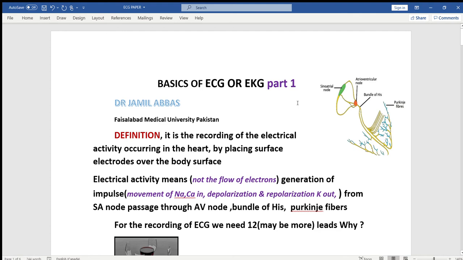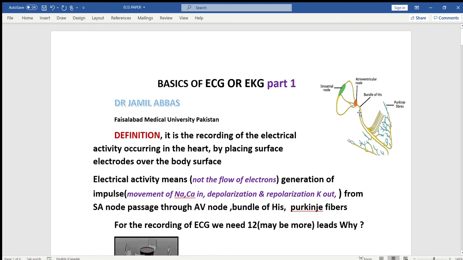What is meant by that electrical activity? Actually, it is the initiation or generation of an impulse from the SA node, then it travels to the AV node. Here is some delay, and then the bundle of His, and then both bundle branches, and ultimately moving into the myocardium or the ventricles, and the heart is going to be depolarized. So this is a wave of depolarization moving in this direction, and then there is a repolarization. All this is known as the electrical activity of the heart.